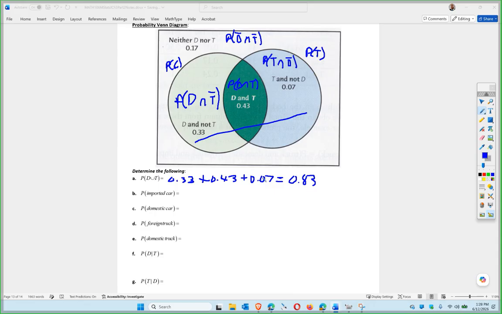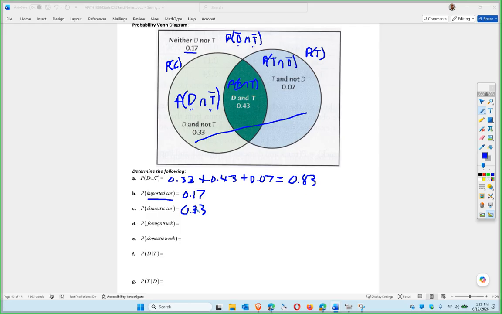Okay, so domestic and not truck. That'd be a domestic, I'm sorry, imported car. We'd want this one here, wouldn't we? Because it's not domestic, which means it's foreign. It's not a truck, therefore it's a car. That'd be 17%. I had to flip my brain around there. Domestic car, that'd be this one. Domestic and not a truck is a domestic car, correct? So that one's 33. I had them backwards in my head.